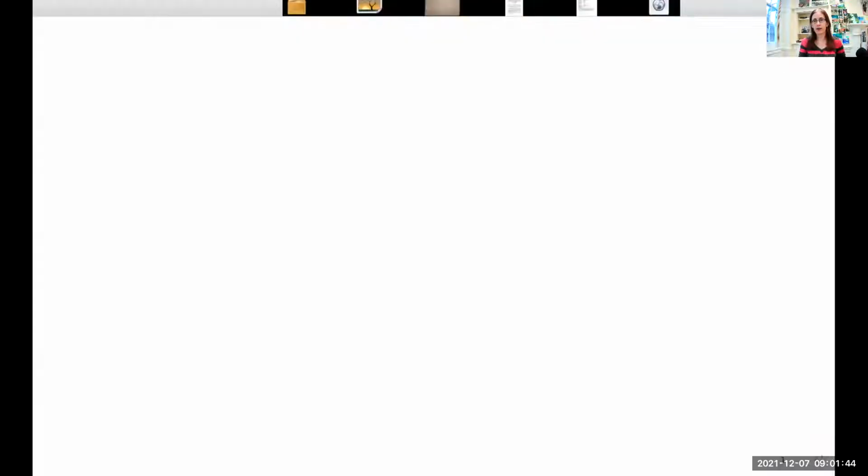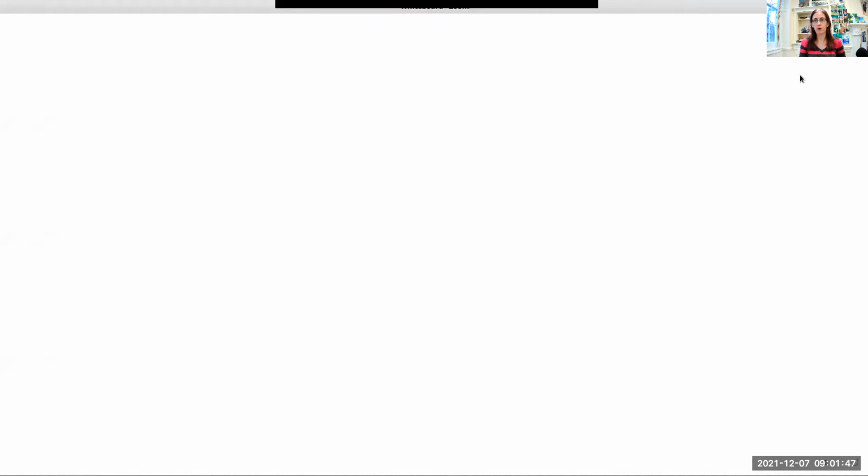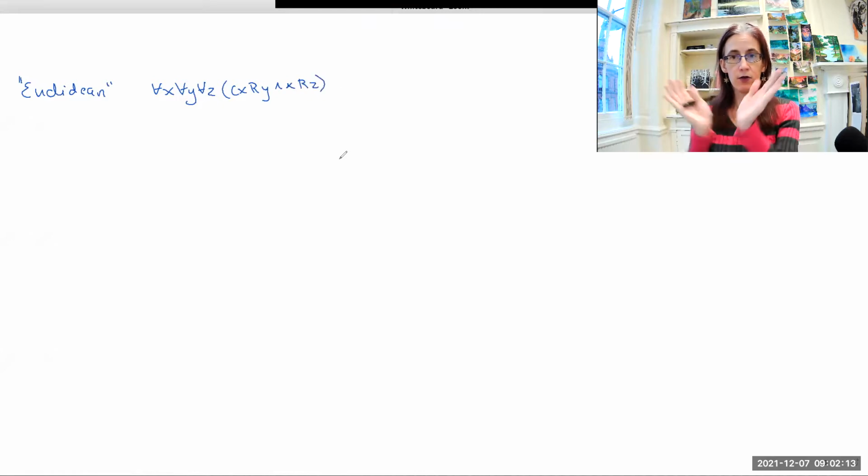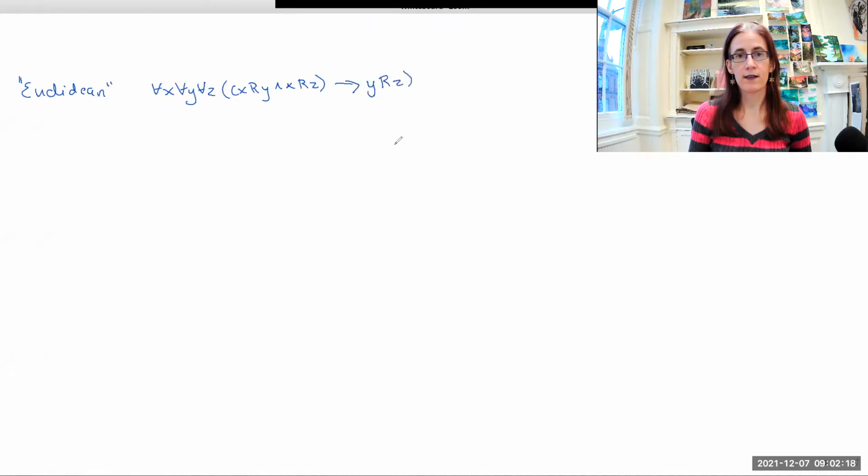So this time, the frame condition that we are going to look at is slightly more complicated than ones we've seen before. This is going to be the condition that is called being Euclidean. And the way that you can kind of remember that this is the Euclidean condition is that it describes triangle forming. So the condition is for every x, every y, and every z, if x sees y and x sees z, so you've got a branch, then it follows that y sees z.